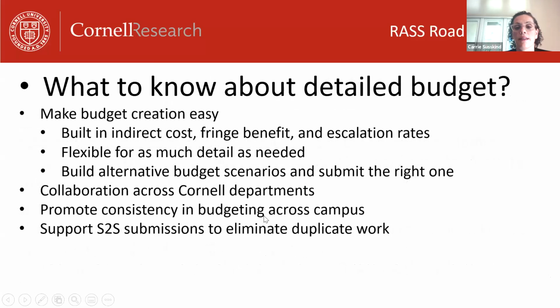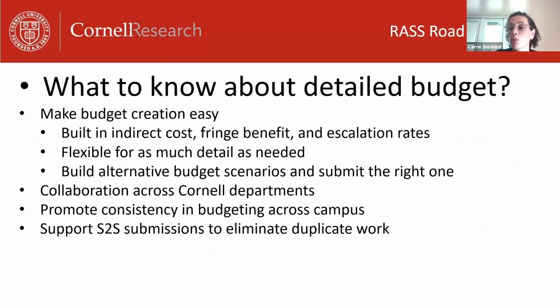All right. So after current and pending functionality is released, we're going to be building onto the budget. And the idea here is that we're going to create a tool in the system so that you could use the system to create budgets. And the reason why that would be helpful is because we'll have built-in information. So we'll have built-in indirect cost, fringe benefit, and escalation rates.